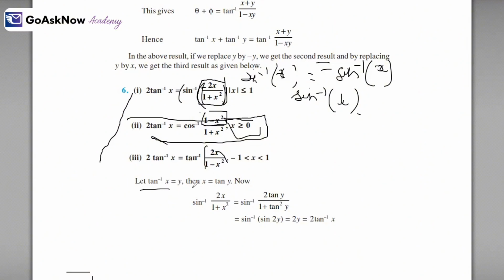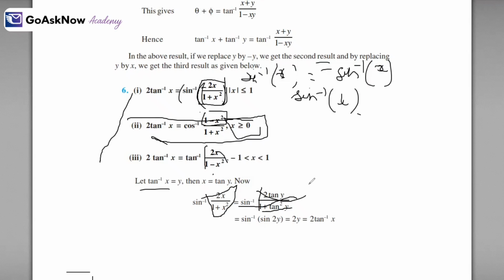Tan inverse x is equal to y. We take tan inverse x equal to y, then x is equal to tan y. Now sine inverse of 2x upon 1 plus x square is equal to sine inverse of 2 tan y upon 1 plus tan square y, because the value of x is already known as tan y. And this is the formula of sine 2y.